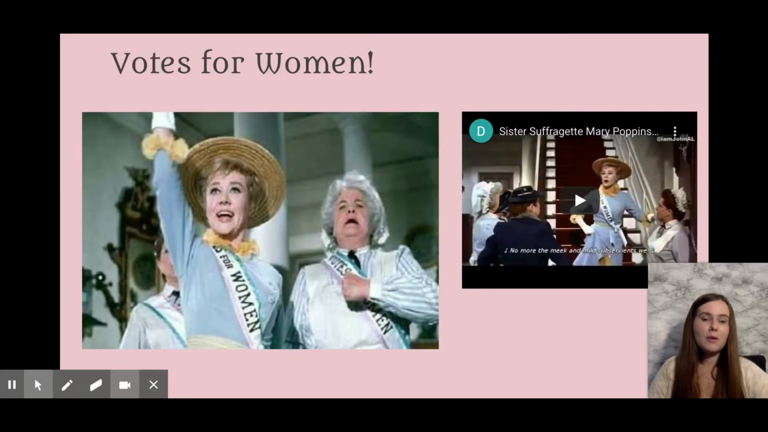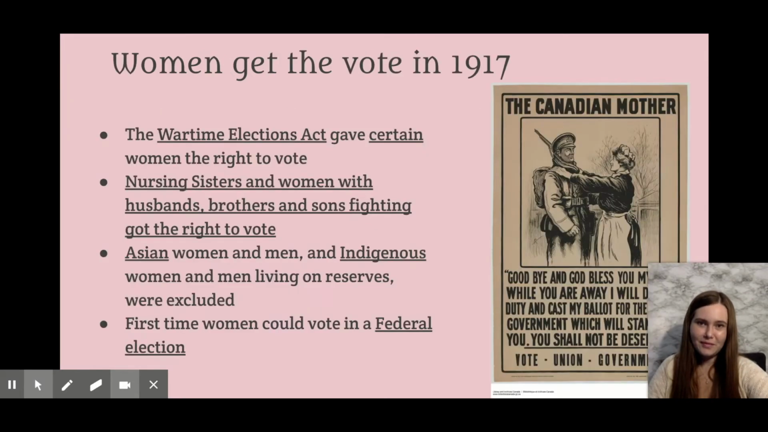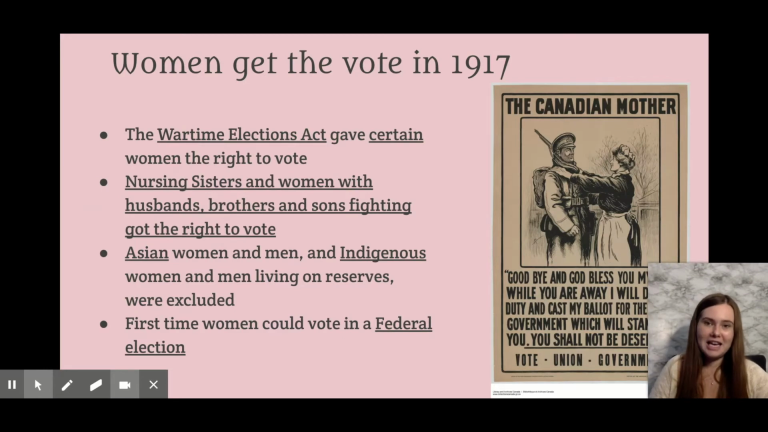Okay, so let's talk about what else happened to women during the war. Something very important happened, and women got the right to vote. So here we have votes for women. If you've seen Mary Poppins, you've probably heard this song. The women got the vote in 1917. So the Wartime Elections Act gave certain women the right to vote.